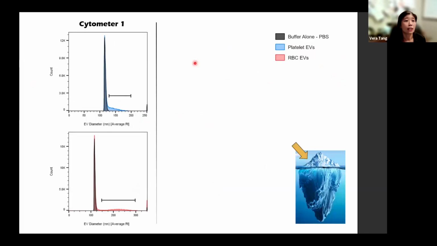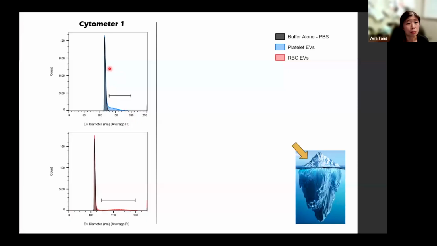So this is data, very simple, scattering data off of cytometer 1. These are samples, platelet EVs, and RBC EVs. So these are commercially available. I think they are from Solarcus. And so we're just looking at them on cytometer 1. And if you guys notice the histogram here, the x-axis, they're not in MFI. So these have been calibrated to a standard unit of diameter, and we're calling this EV diameter based on an average RI.